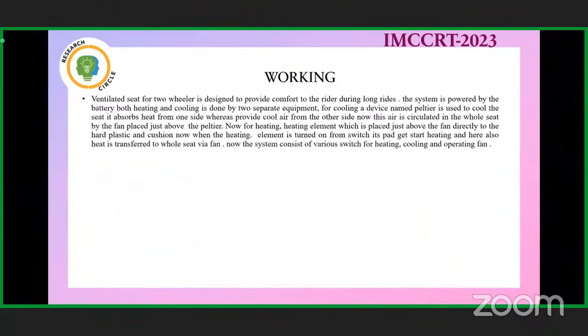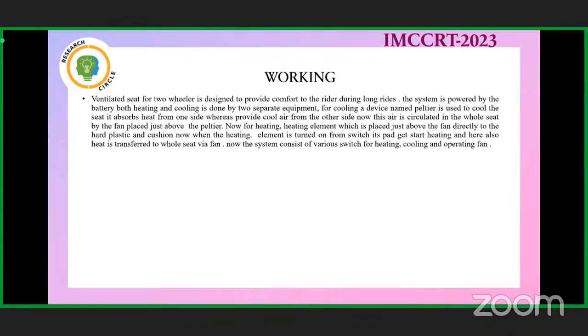Now, working. Whatever I explained about how our seat is constructed and designed layer by layer, now I will explain about its working. When the rider is sitting on the bike, he just needs to push a button for the system to work. Now it depends on the atmospheric temperature where the bike was standing. Is it very cool or hot? When it's hot, the temperature will automatically settle itself to a temperature where the rider will not feel any discomfort.